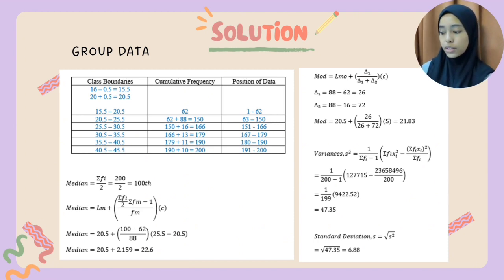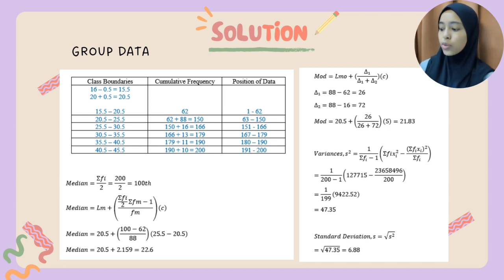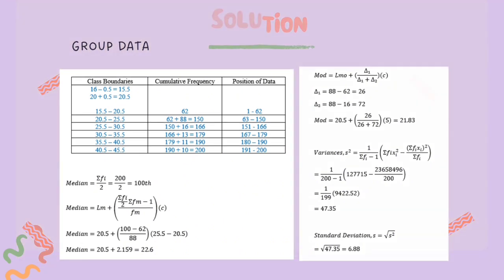Next, we proceed to the variance. For the variance, we use the formula 1 over sum of fi minus 1 multiplied by sum of fi xi squared minus the square of sum fi xi over sum of fi. By using that formula, we add all the data and got the variance to be 47.35. And as usual, from the variance, we can search for our standard deviation. We take the square root of the variance and got the value of 6.88 for the standard deviation.